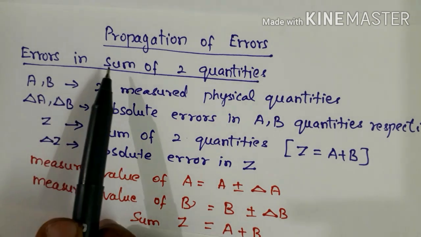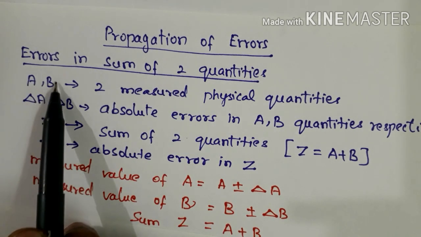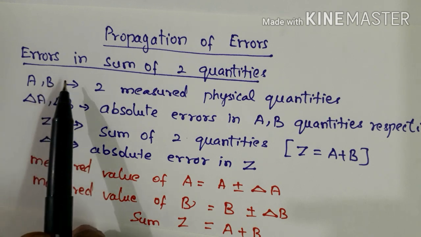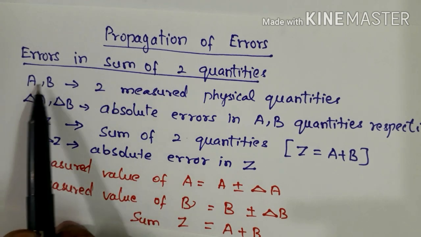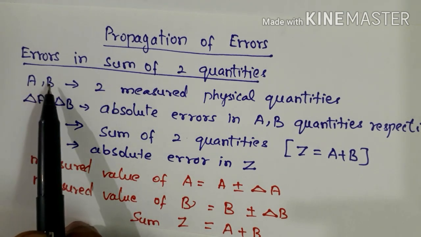So we will see the errors in the sum of two quantities. What are A and B? They are the two measured physical quantities. For example, in a simple pendulum experiment you are doing, you measure the time period of oscillation, T1, T2. So A and B are any measured physical quantities.